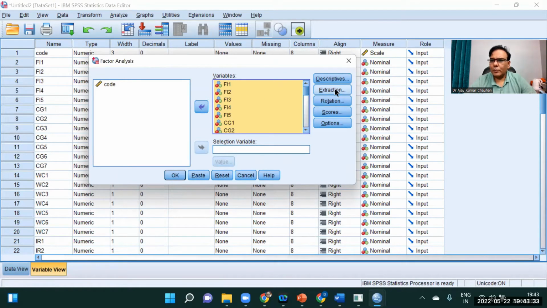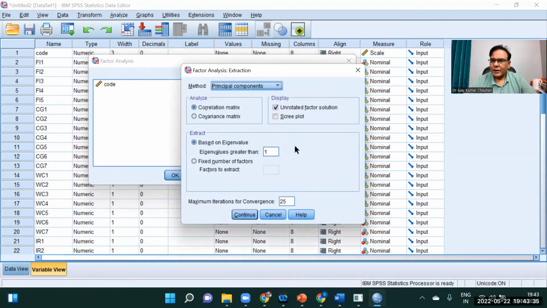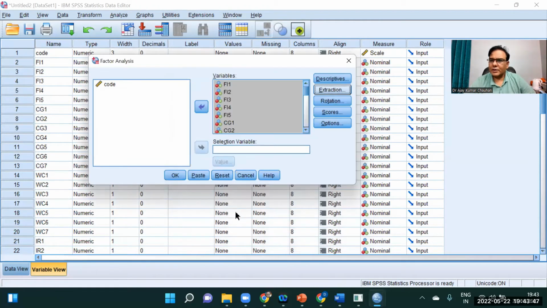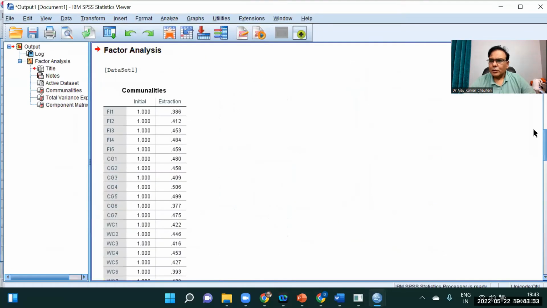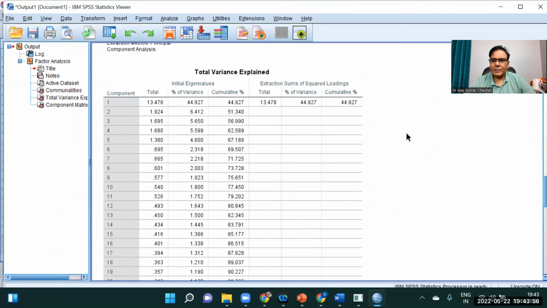I'm going to the option Extraction. Here I'm giving a condition that I want to extract only a single factor. How many factors do I need to extract? Only one. That's it. Just continue and okay. So you will get a table. This table is named Total Variance Explained.